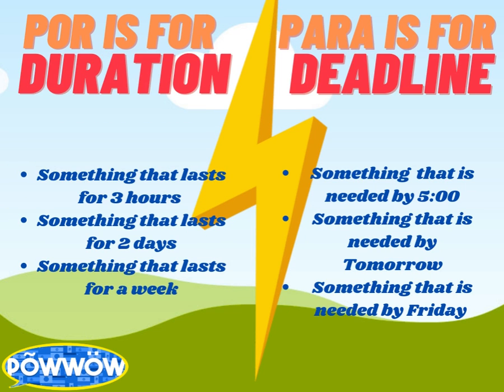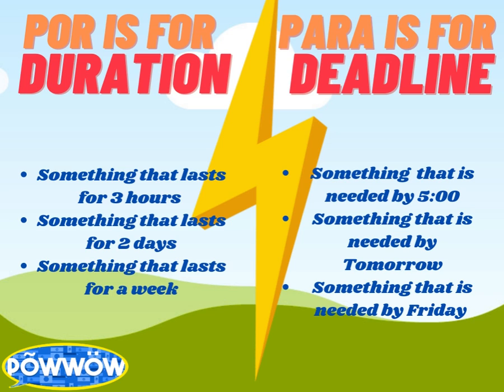So, por is for duration, and para is for deadline. So, with por being used for duration, this is where you have something that lasts for a particular period of time. It could be an event that lasts for 3 hours. For example, the festival lasts for 3 hours. Or it could be the concert that lasts for 6 hours. Or it could be the English class that lasts for 1 hour. Or I'm sorry, for one period, which is about 50 minutes.